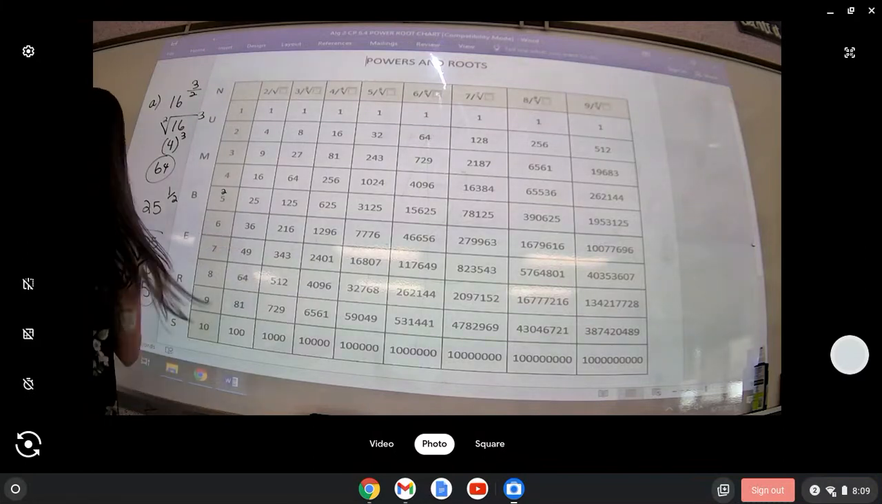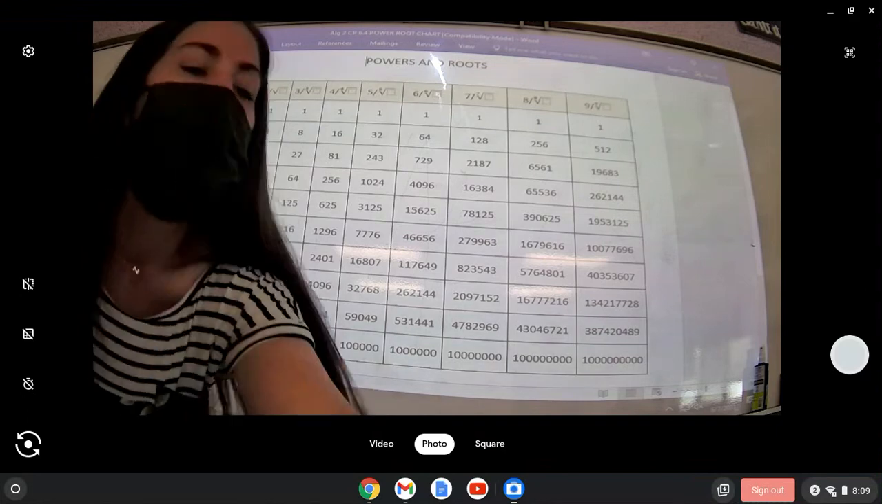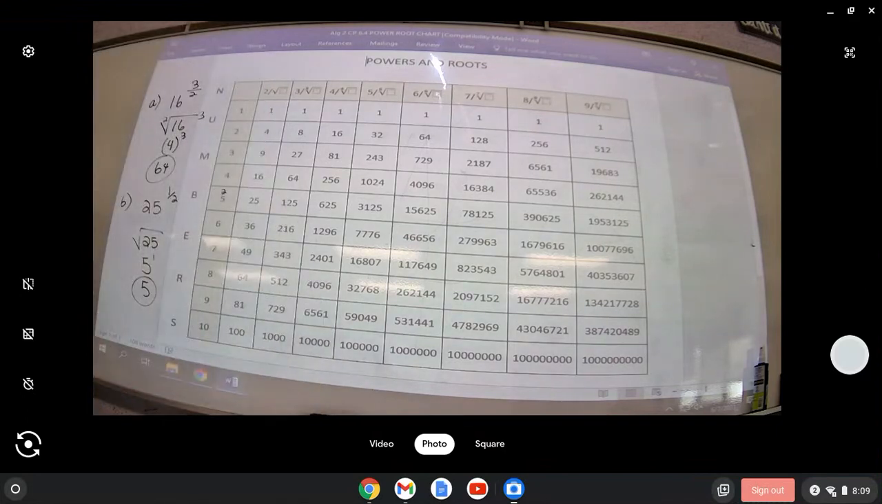All right, let's go to the next example. The next example is -8 to the 4/3 power.